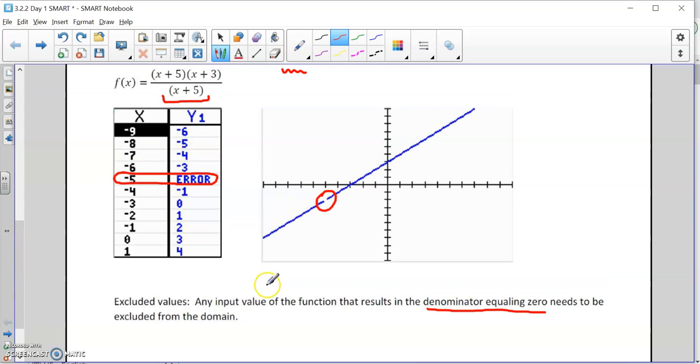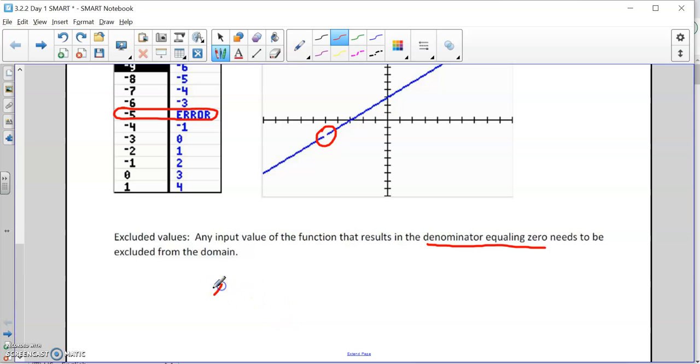So anytime you're trying to find excluded values, you just take whatever's in the bottom and set it equal to 0 and solve. Okay, so you end up finding out that your excluded value in this case is -5.